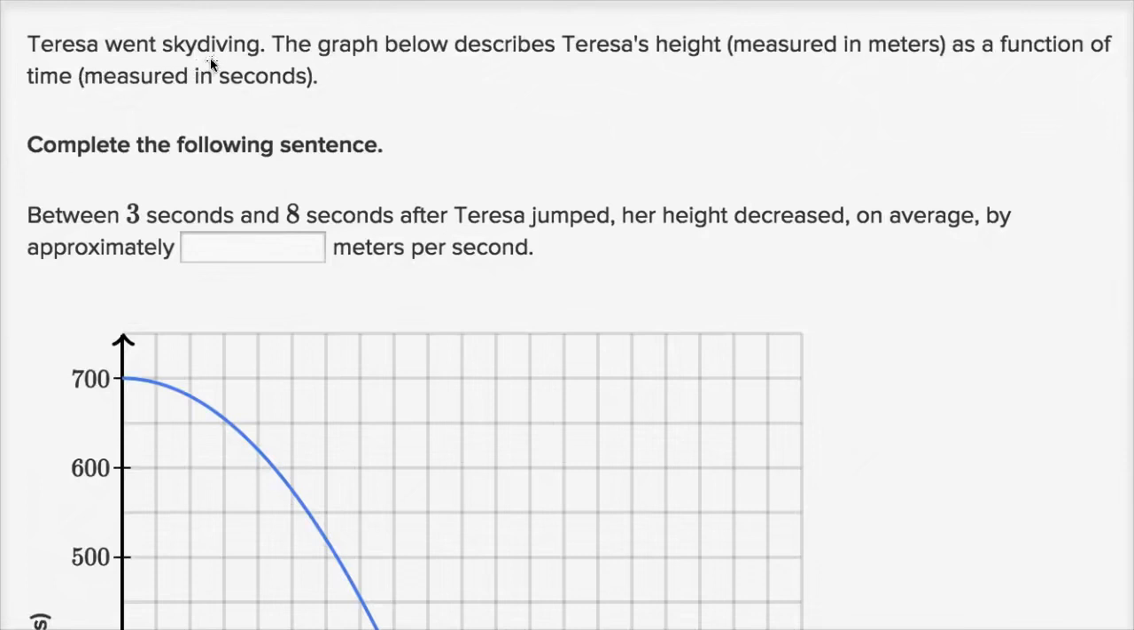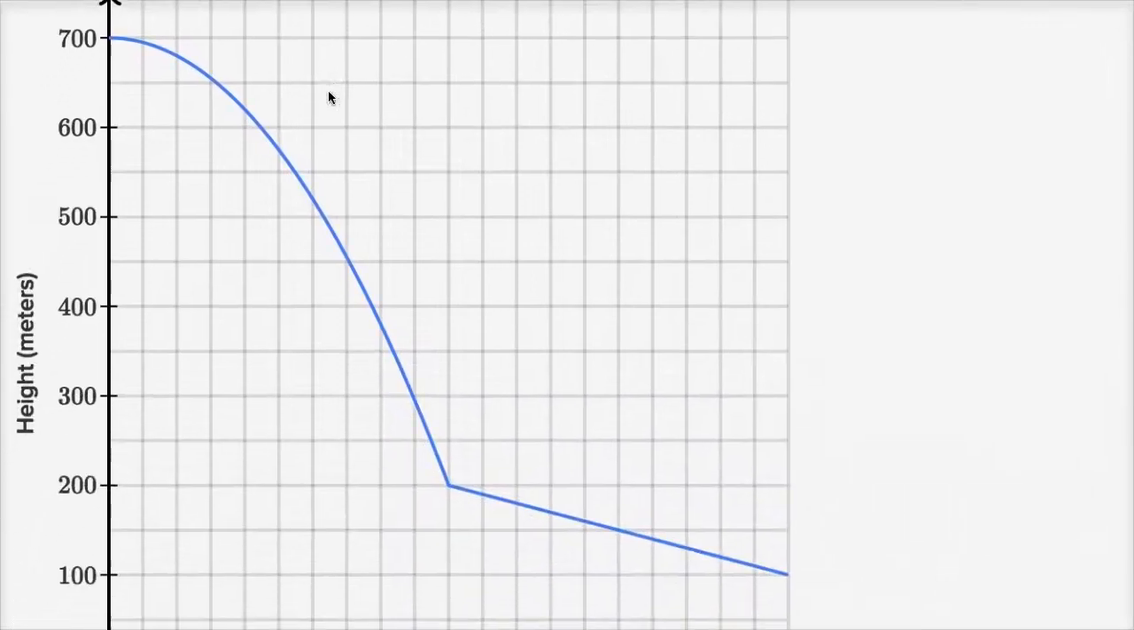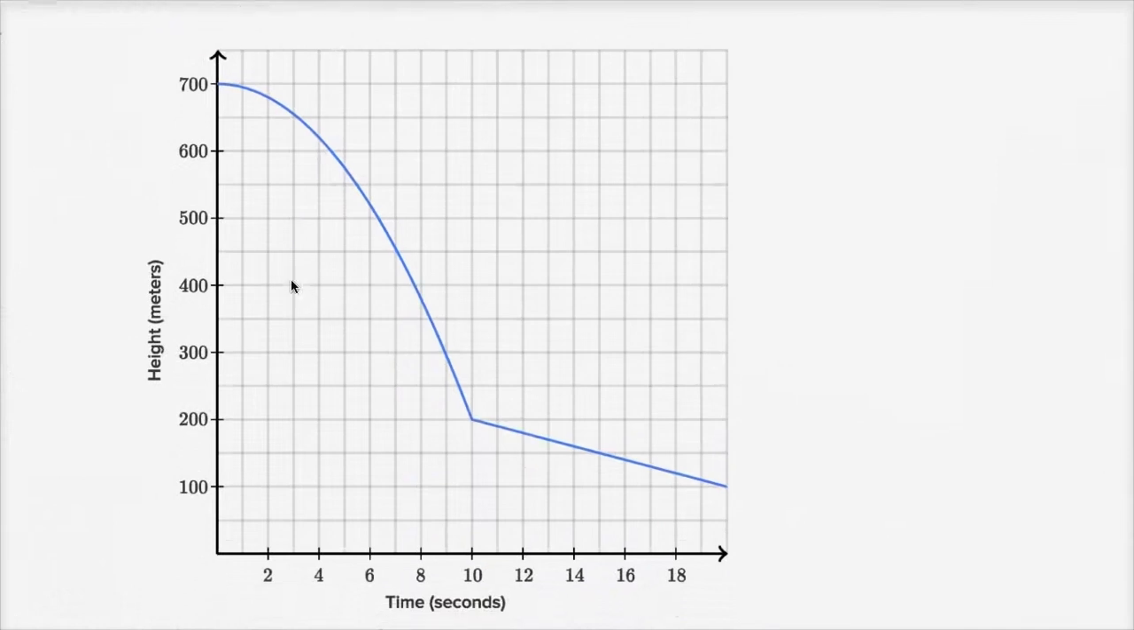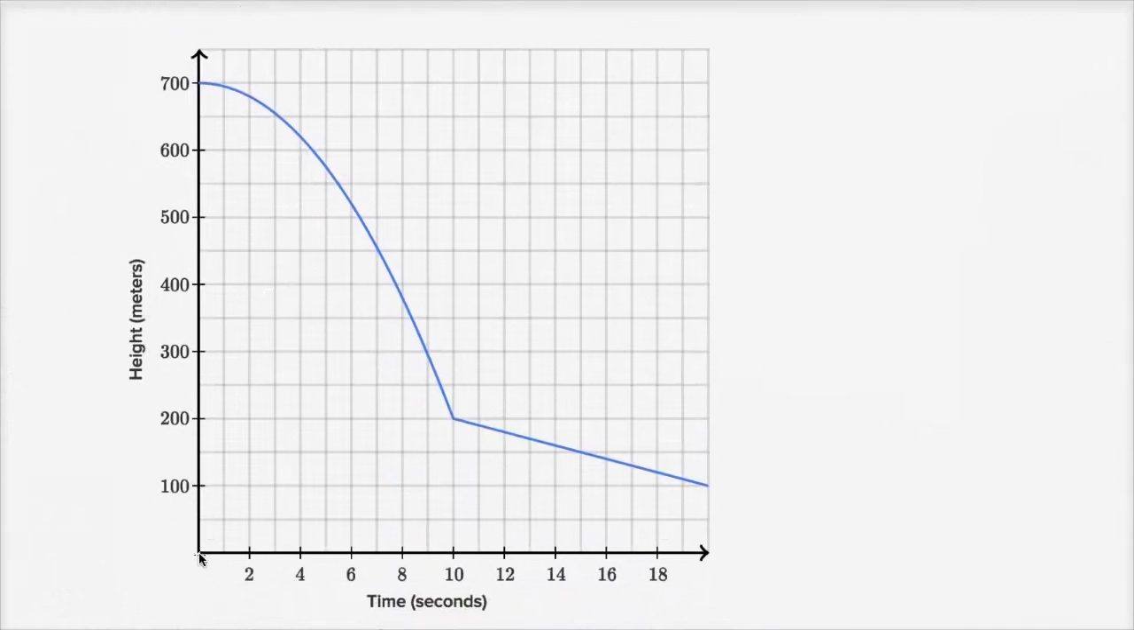Teresa went skydiving. The graph below describes Teresa's height measured in meters as a function of time measured in seconds. So let's look at this graph over here. It's actually quite large, so let me zoom out a little bit. And we can see that at time 0, her height is 700 meters.